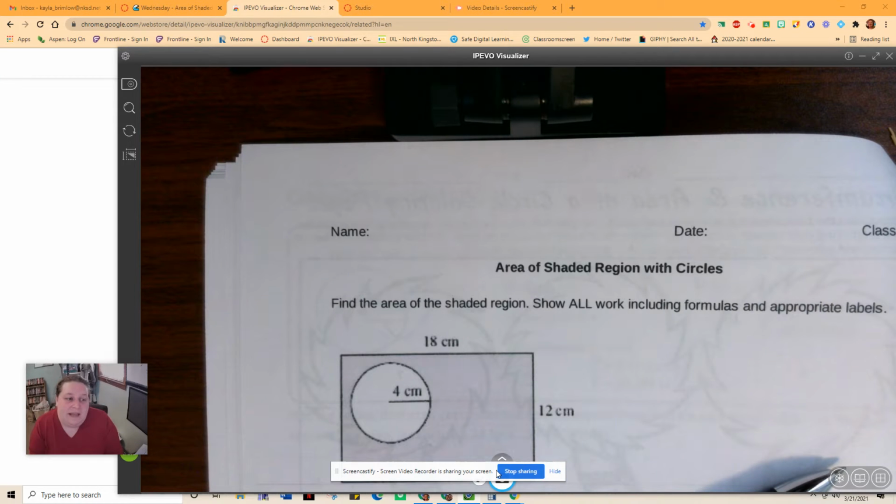Hi everyone, it's Mrs. Brimlow, and today we're going to look at how you find the area of a shaded region using different shapes, but specifically circles.